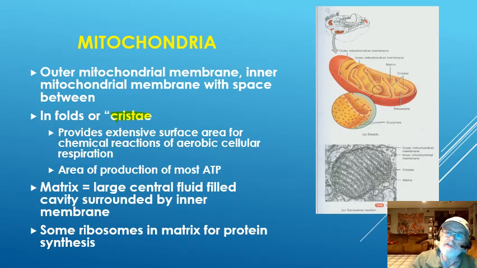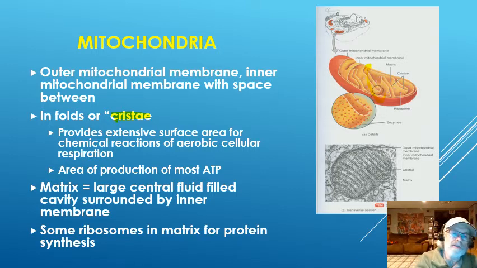By having all these little folds in the mitochondria, these cristae, what happens? It provides an extensive and increased surface area for these chemical reactions to occur with cellular respiration. Cellular respiration means producing energy within the mitochondria. So therefore it can produce a significant amount of ATP, because it's increased that surface area for more areas for these chemical and metabolic processes to occur. Okay.